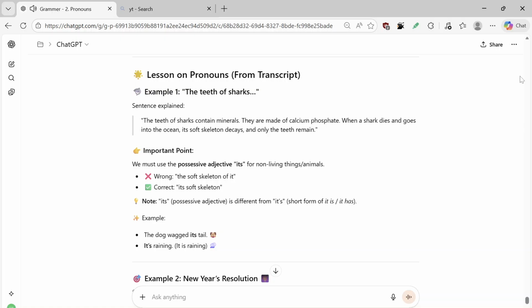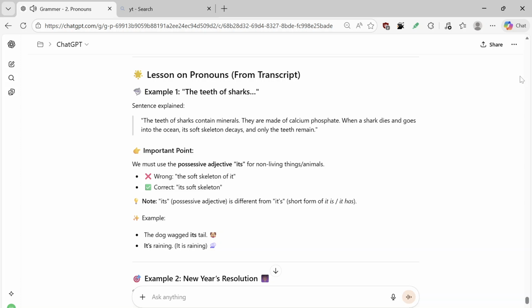Example 1. The teeth of sharks, sentence explained. "The teeth of sharks contain minerals. They are made of calcium phosphate. When a shark dies and goes into the ocean, its soft skeleton decays and only the teeth remain." Important point: we must use the possessive adjective "its" for non-living things and animals.